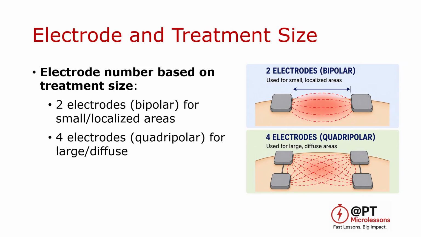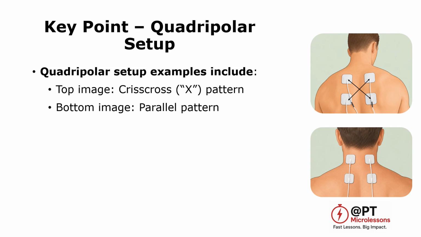For smaller localized pain, we typically use 2 electrodes in a bipolar setup. For larger or more diffuse pain, we use 4 electrodes in a quadrupolar setup. Here's a key point. Quadrupolar setups can be arranged in different ways. In the top image, the electrodes are placed in a crisscross or X pattern. In the bottom image, the electrodes are arranged in parallel.